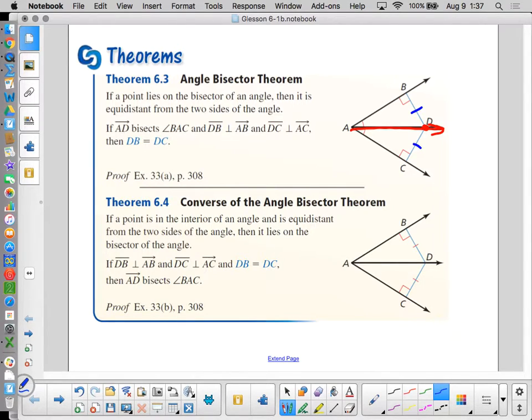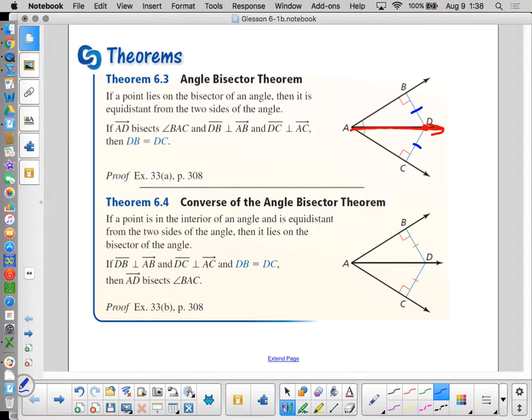So those two segments, DB and DC, which, by the way, to measure the distance from a point to a side, we have to give the right angle distance, and the right angle has to be with the side, not with the bisector. Those two segments have to be congruent.